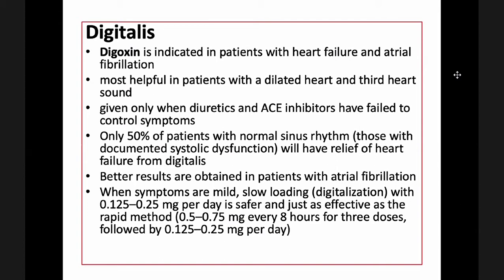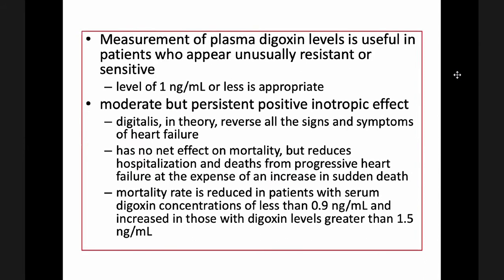So when symptoms are mild, slow loading with 0.125 to 0.25 milligrams per day is safer and just as effective as the rapid method of 0.5 to 0.75 milligrams every 8 hours for 3 doses. So that's the dose of your digoxin. So you need to measure the plasma digoxin levels, especially for those who appear unusually resistant or sensitive. So levels of 1 nanogram per ml or less is appropriate.